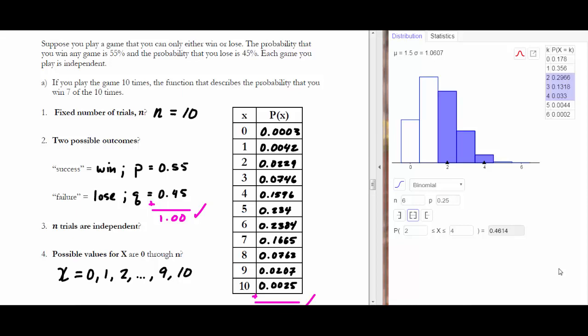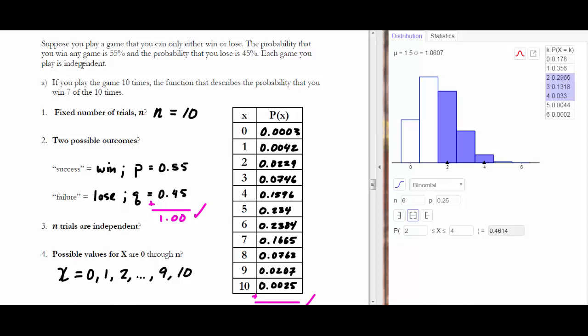Alright, part A, if you play a game 10 times, the function describes the probability that you win 7 of those 10 times. Here outlining that we do have a binomial experiment. In this case, the game is played 10 times. If you win, that has a 55% probability, denoted 0.55. If you lose, that is the complement of that, 0.45. Again, the sum of those p and q always needs to be equal to 1, verified here. They are independent as stated above.